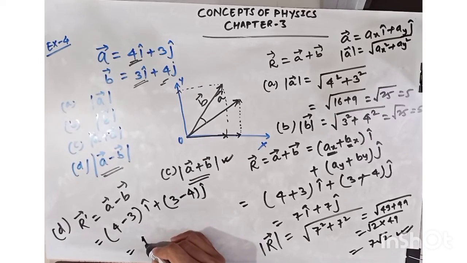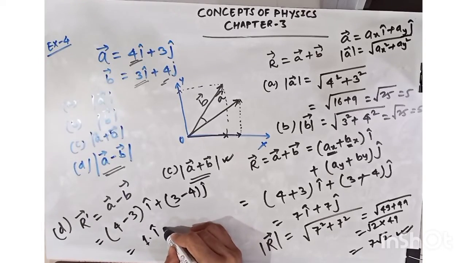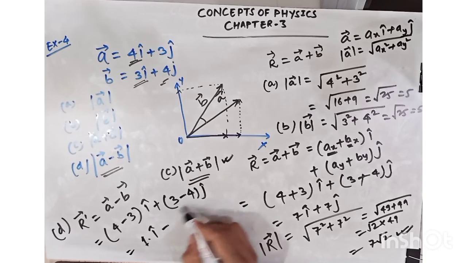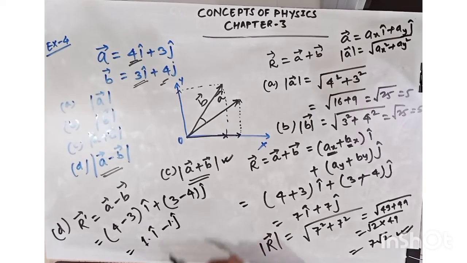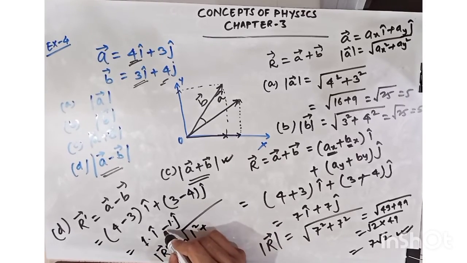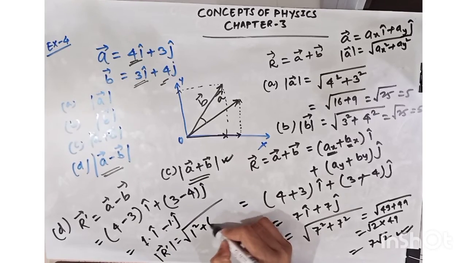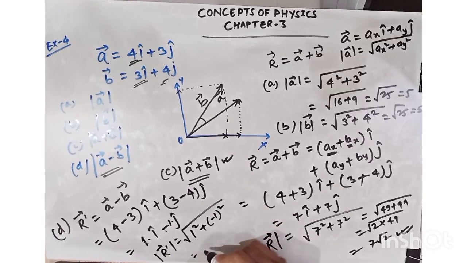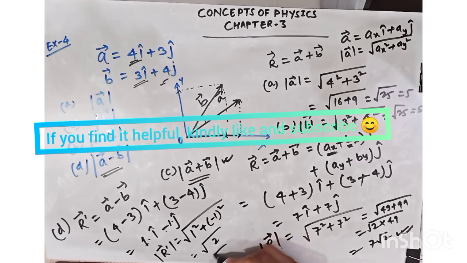Okay, how much will it be? It will be 1 i, and 3 minus 4 is minus 1, so it would be minus j. Okay, and what would be the magnitude of R dash? The square root of the x component squared, 1 squared, plus the square of the y component, so minus 1 squared, so this would again be root 2. So this is the value. I hope this is clear to you. Thanks.